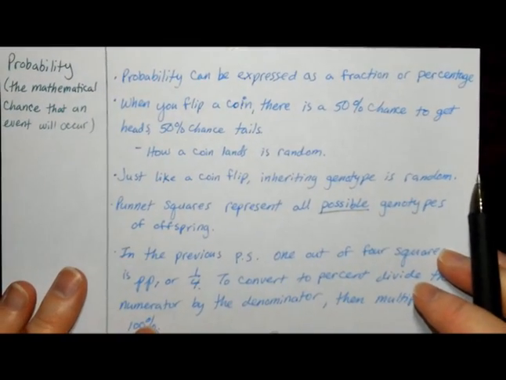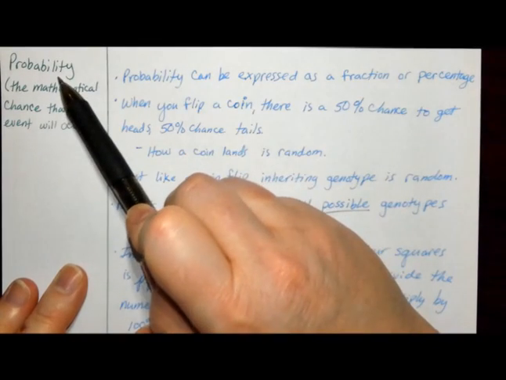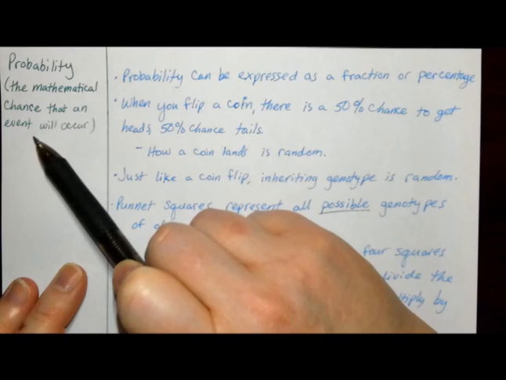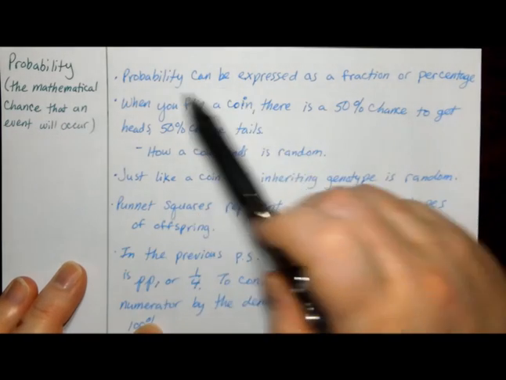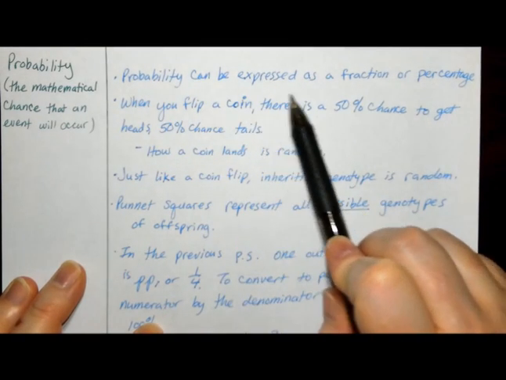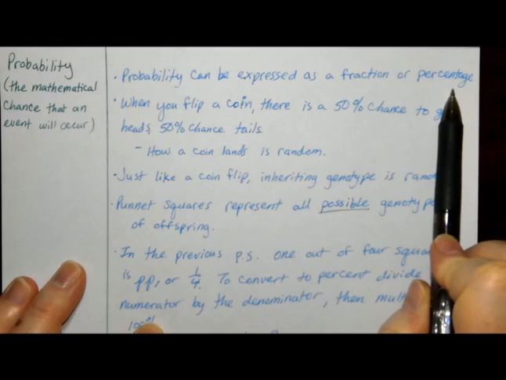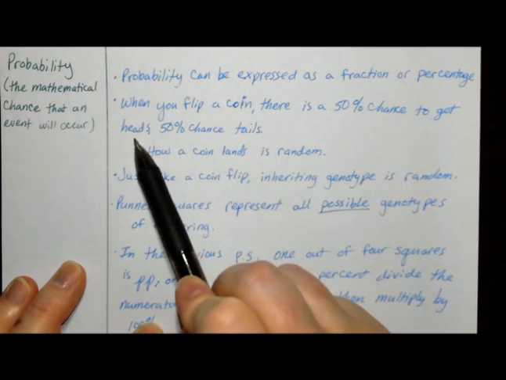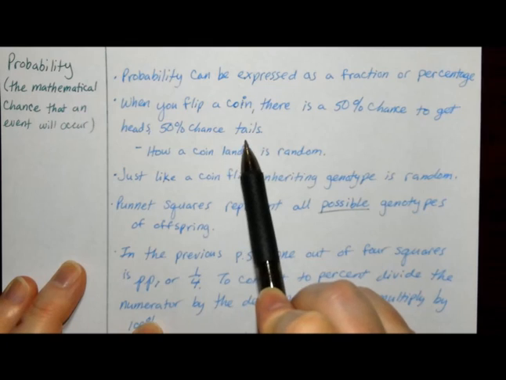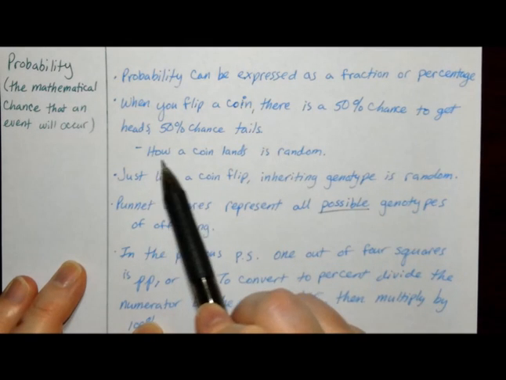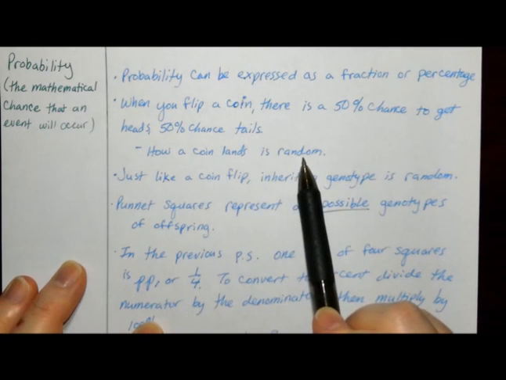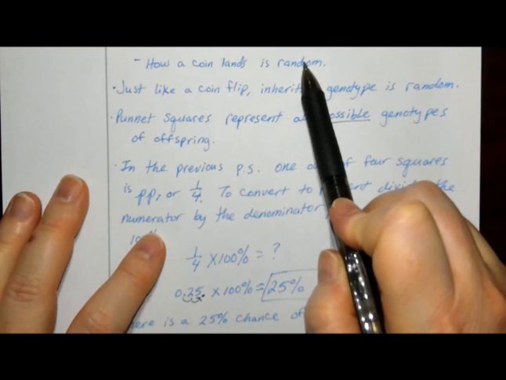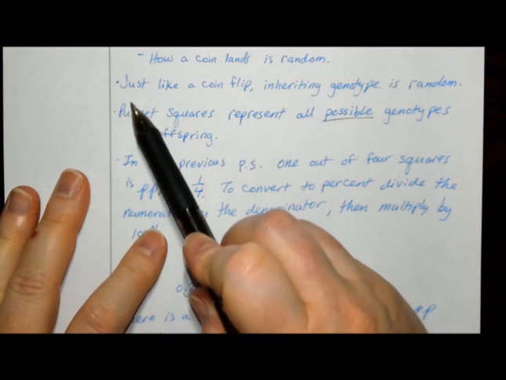Okay, so probability. Probability is the mathematical chance that an event will occur. Probability can be expressed as a fraction or percentage. When you flip a coin, there's a 50% chance to get heads and a 50% chance to get tails. How a coin lands is completely random, unless it's fixed, cheaters.